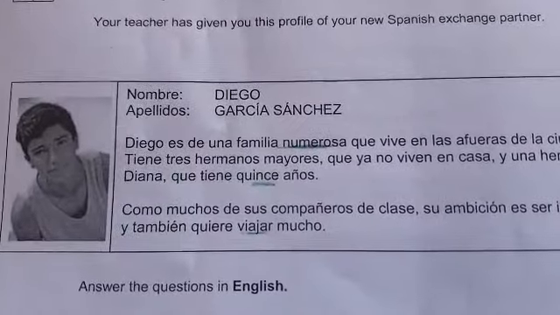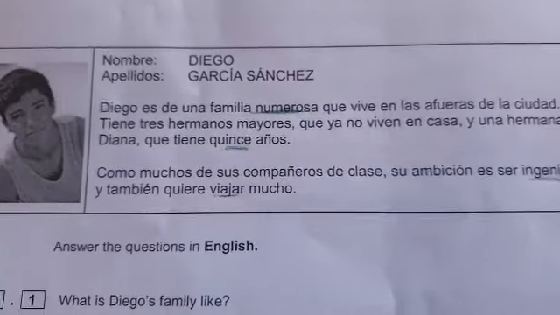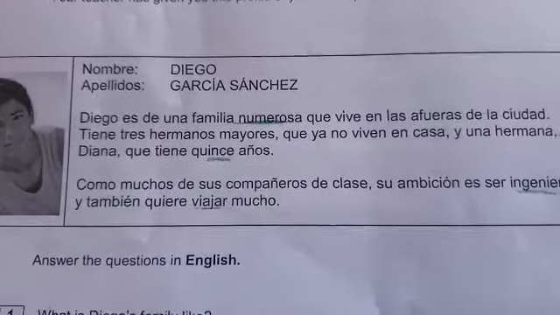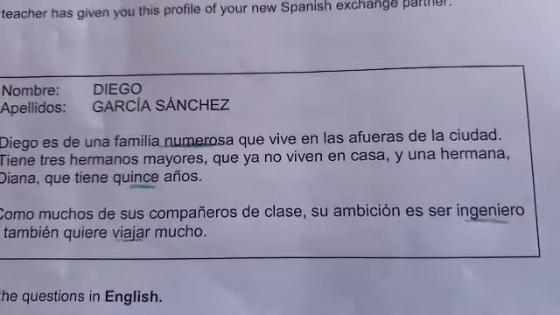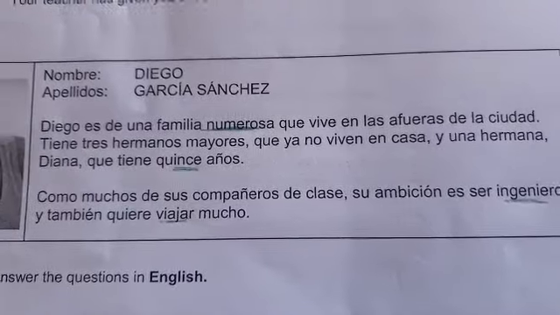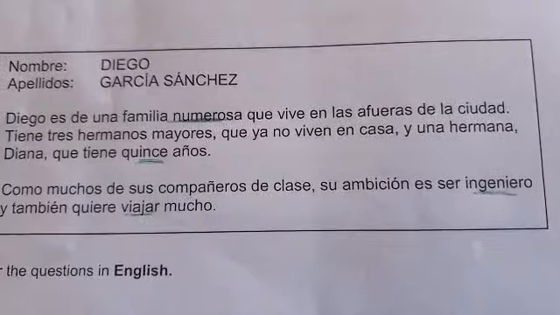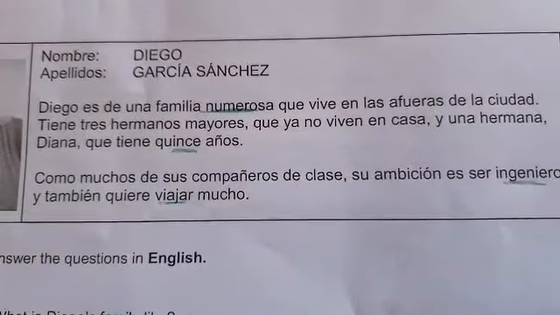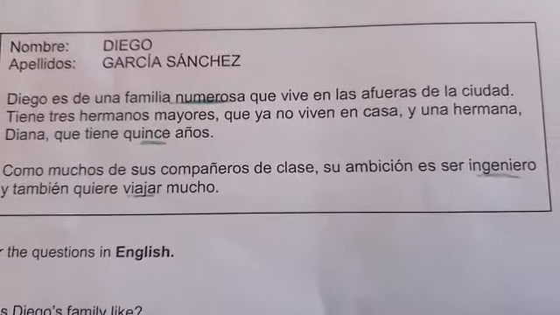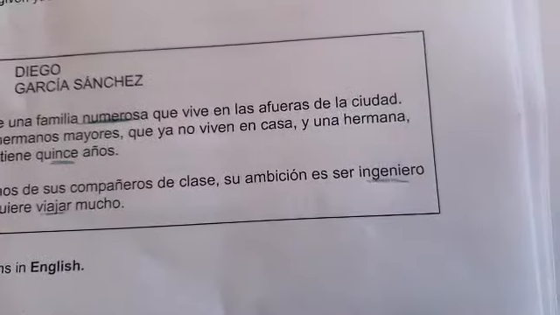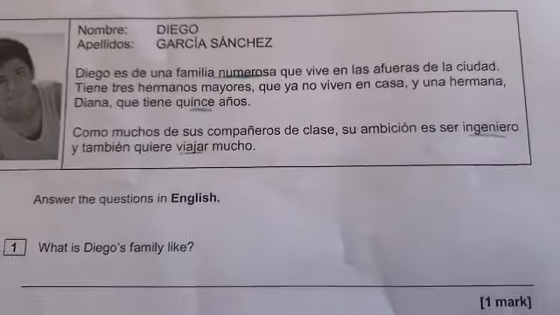Nombre, name, apellidos, your surname. Surnames, since Spanish people tend to have 2, the mother's and the father's. Okay. Diego es de una familia numerosa que vive en las afueras de la ciudad. Tiene 3 hermanos mayores que ya no viven en casa y una hermana, Diana, que tiene 15 años. Como muchos de sus compañeros de clase, su ambición es ser ingeniero. Y también quiere viajar mucho. Okay, so that's the first thing.